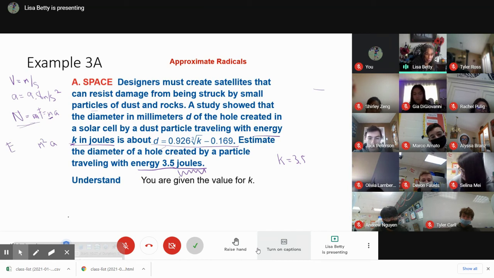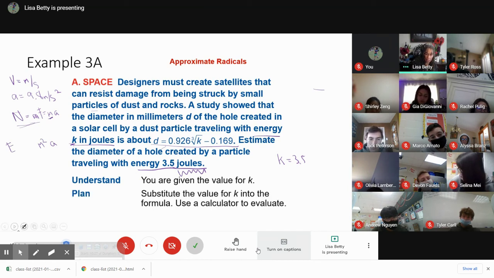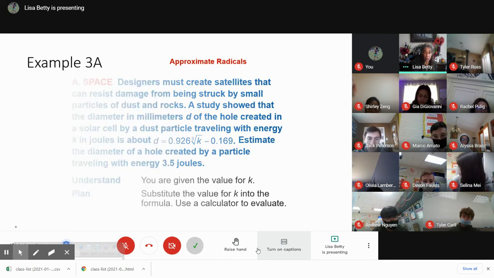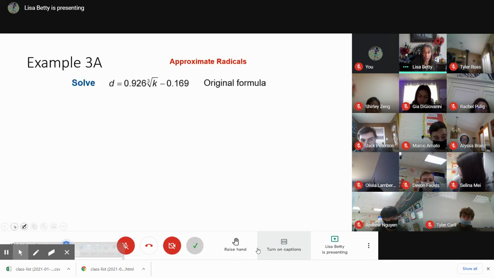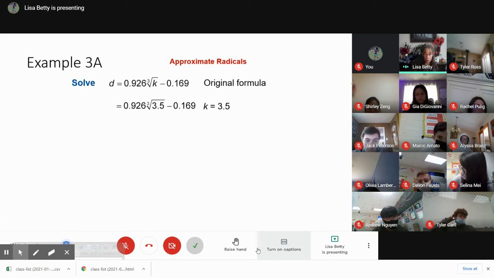Understand that you are given a value for K, and you're going to plug it in. Use a calculator to evaluate. So I hope you did, or that you're doing now, and that you get an answer, because it won't kill you to do the practice. And that is the cube root of 3.5. And I'm hoping you're all comfortable putting that into the calculator now.